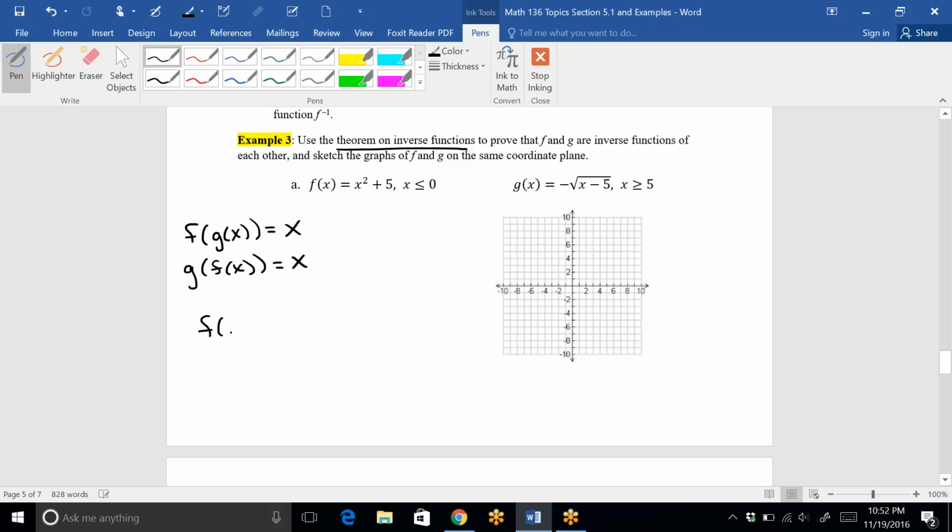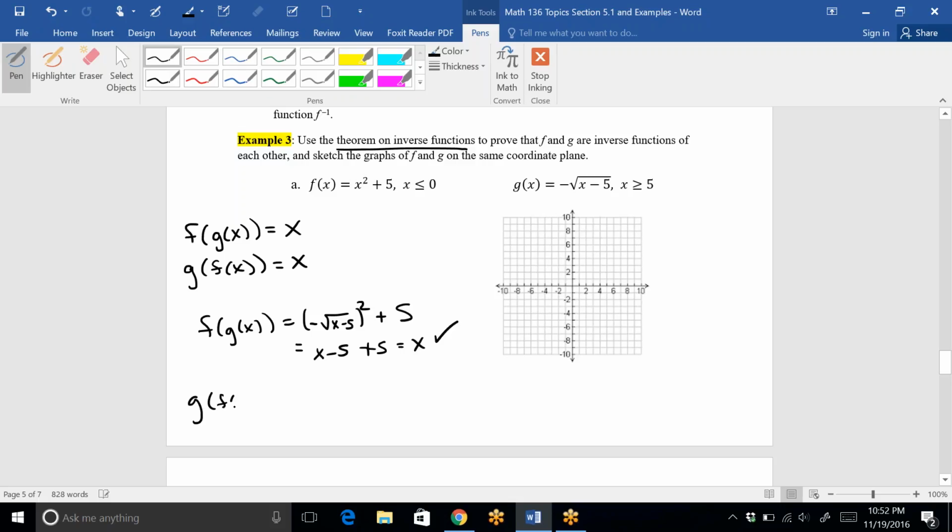So if we do f of g of x, remember you write the f function with a blank for the x, you plug the g function in, we square that, that would be just x minus 5 because negative 1 squared is 1 and you square the square root. And notice that that does equal x.